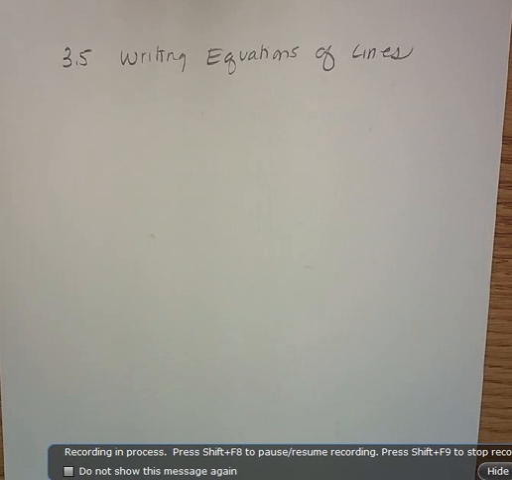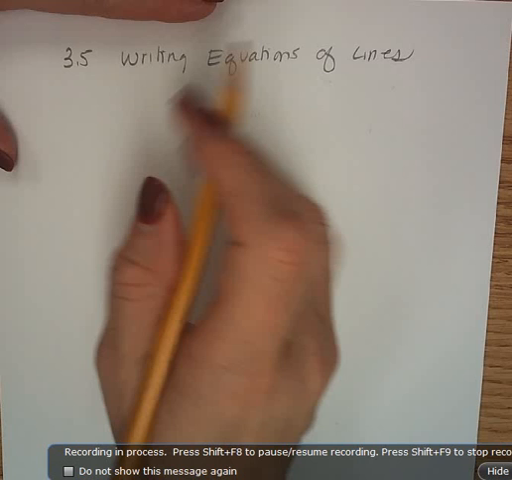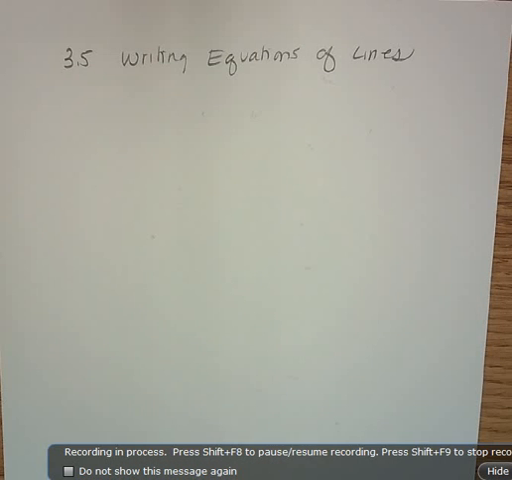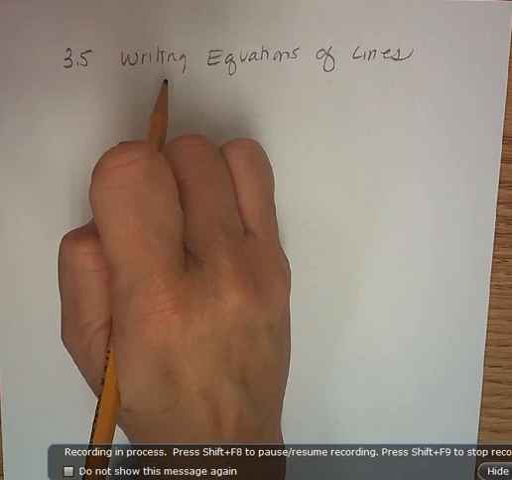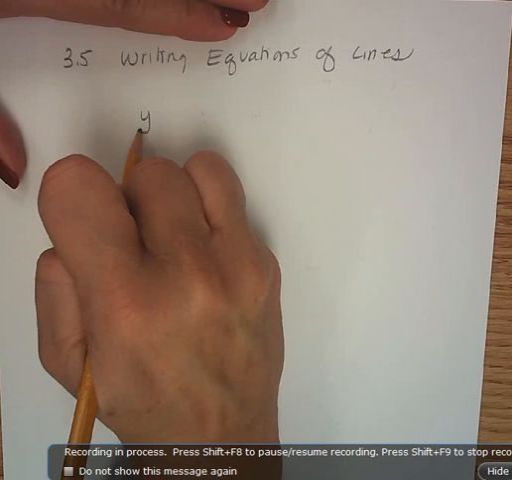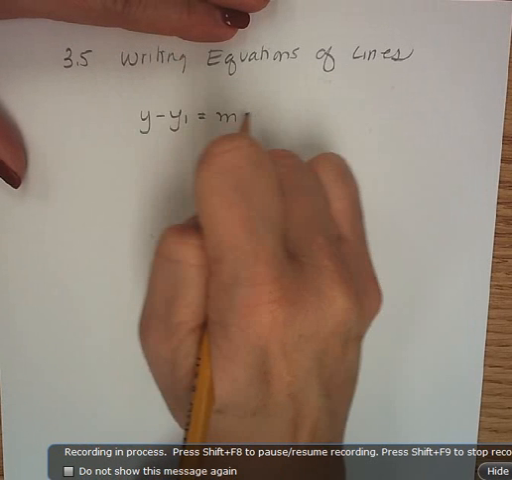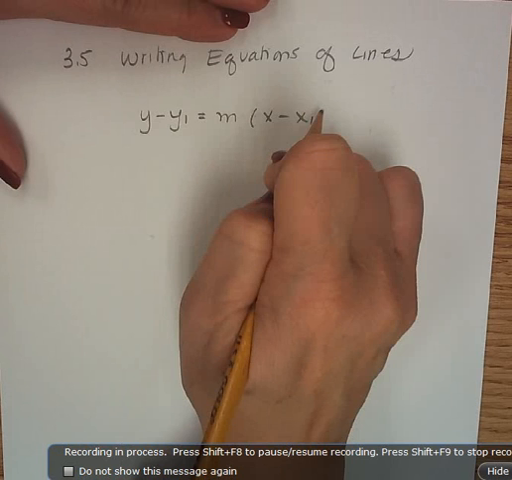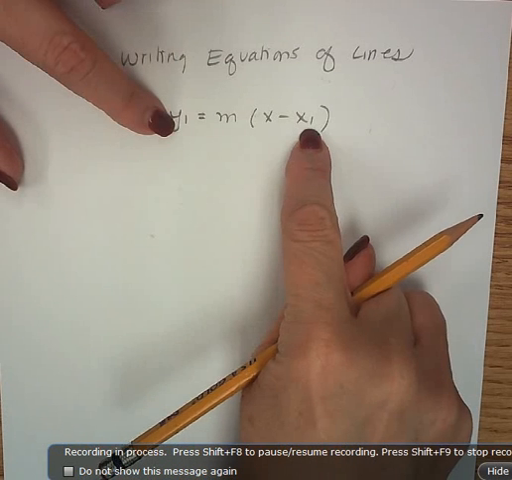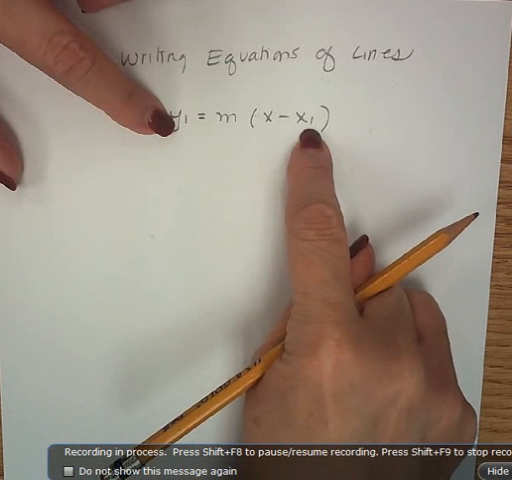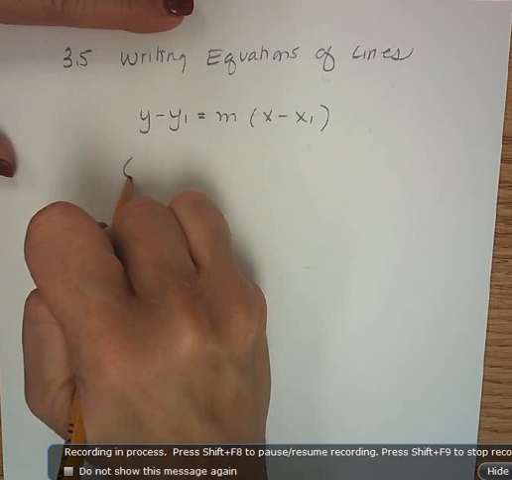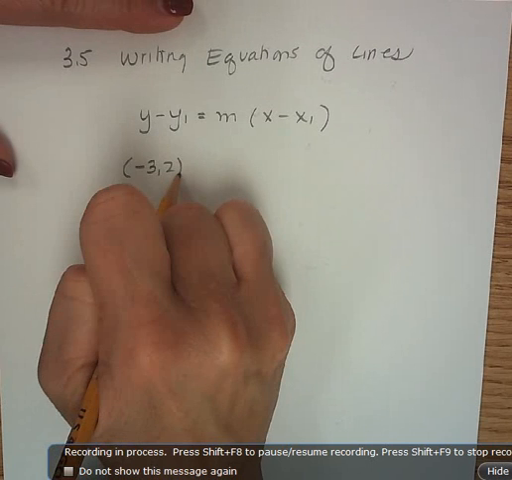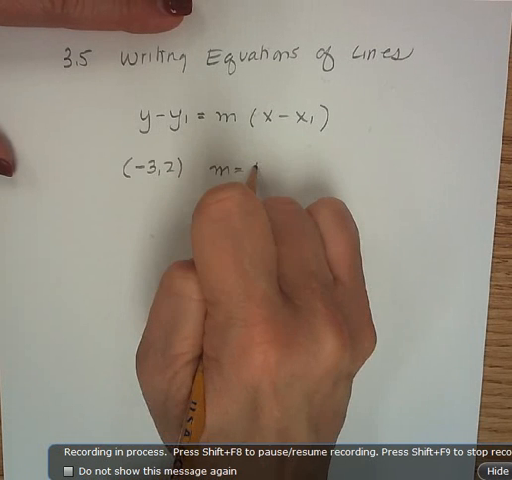With point-slope form, all you need is a point and a slope. So if I have point-slope form, first of all, it tells us that y minus y1 equals m times x minus x1, where y1 and x1 are the ordered pair of the point, m being my slope. So if you remember from algebra, if I have the ordered pair 3, 2, and my slope is 5, to write an equation of a line, all I need is the point and the slope.